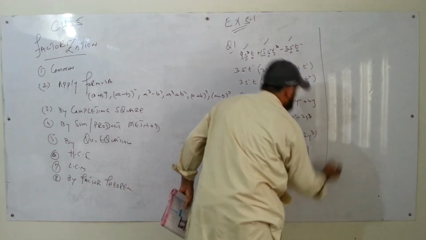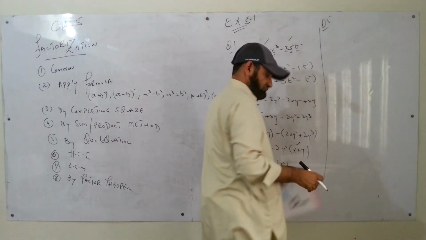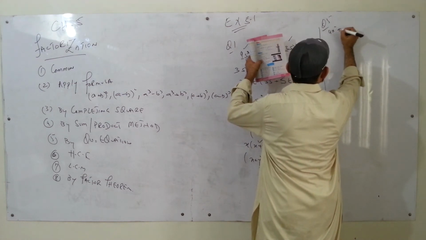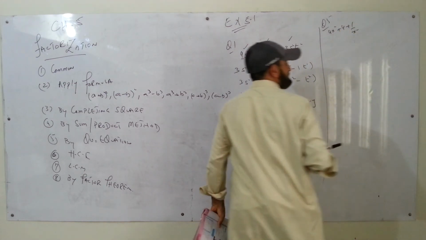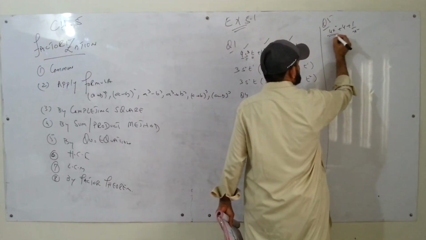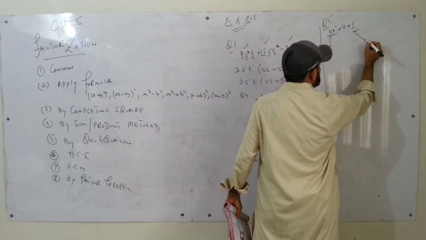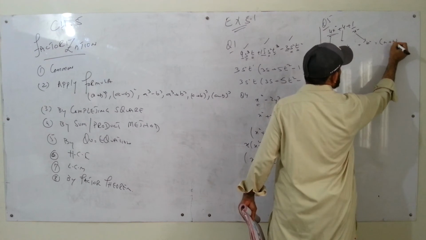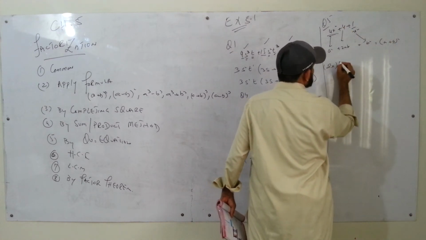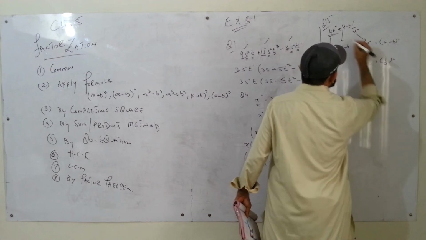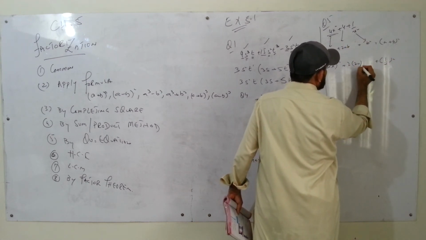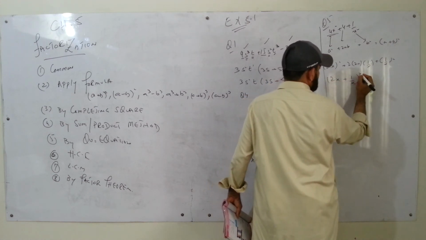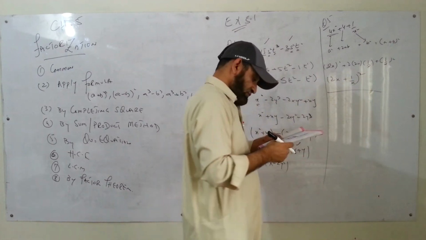We have done question number 4. Now question number 5: 4x^2 + 4 + 1 by x^2. We apply the formula. What is this? a square plus b square plus 2ab equals a plus b whole square. So 2x whole square plus 1 by x whole square plus 2 times a times b, which gives a plus b whole square.